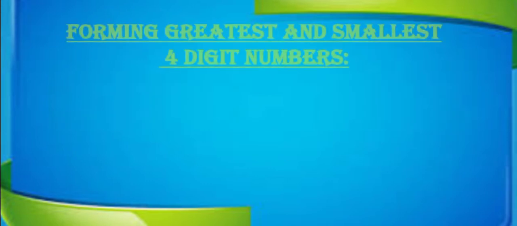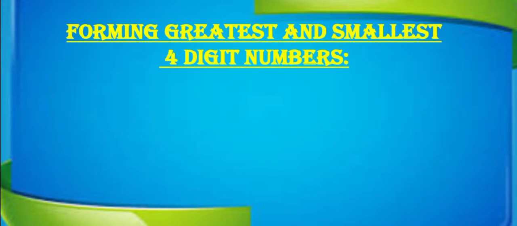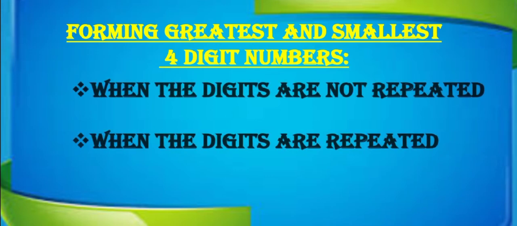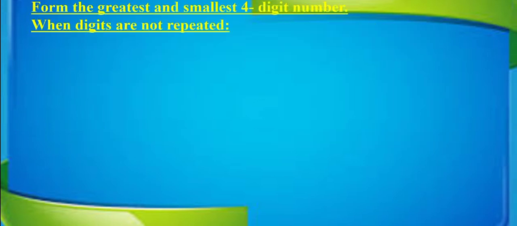Now, in today's class, we will learn how to form the greatest and smallest 4-digit numbers. Under two cases: when the digits are not repeated, how to form the greatest and smallest number, and when the digits are repeated, how to form the greatest and smallest 4-digit numbers. One by one we will see. Form the greatest and smallest 4-digit number when the digits are not repeated.